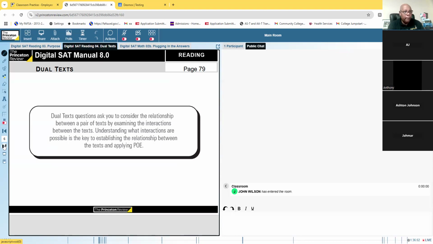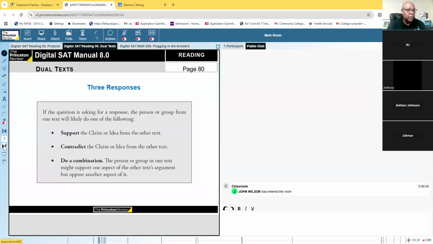Dual text questions ask you to consider the relationship between a pair of texts by examining the interactions between the texts. Understanding what interactions are possible is key to establishing the relationship between the text and applying POE.